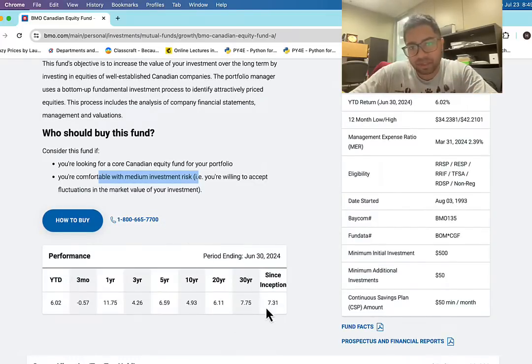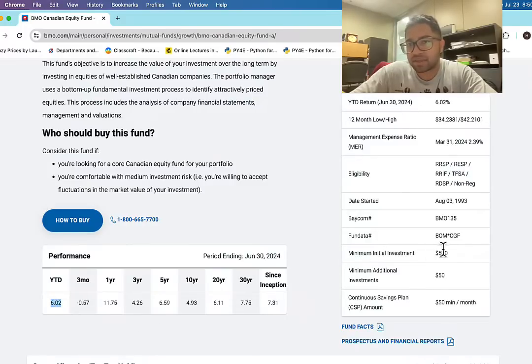Since inception, this fund has given 7.31% return. 30 years returns are on average 7.7. These are annual returns, average annual returns. So every year it has given 7.75% in the last 30-year period. Since inception, this is 7.31%. 20 years return is 6.11, then 10 years, 5 years, and so on. Year to date means in 2024. Since the start of the year, this has given 6.02% return.